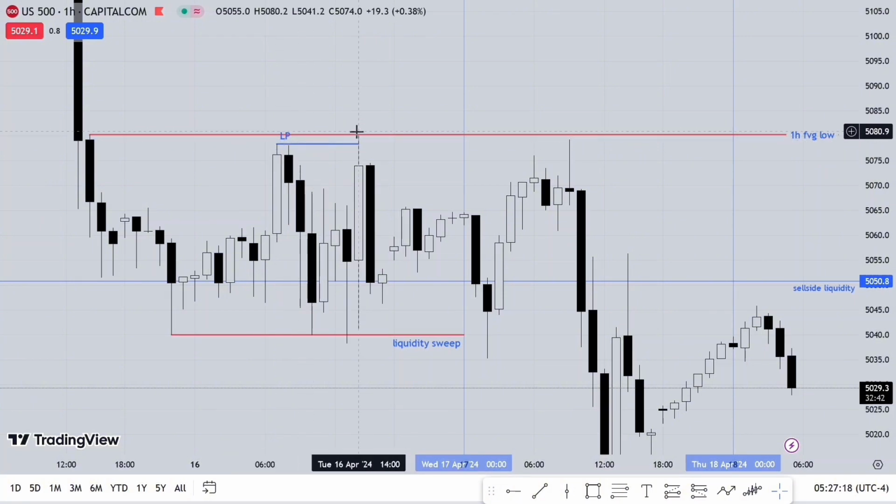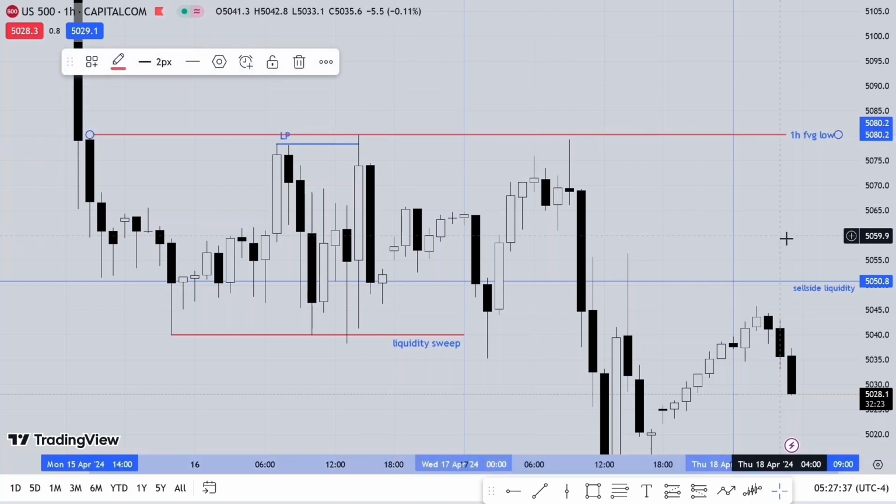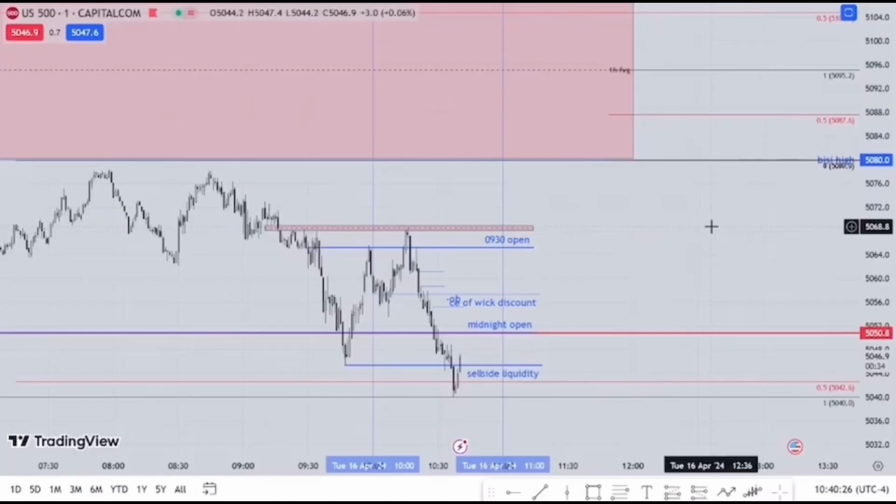Price purged buy side liquidity here, and when it does this, we do not expect price to trade back into this 1 hour high here, that purged liquidity, which corresponds with the low of the 1 hour fair value gap. As you can see, the high here is 5080.2, and the low of this fair value gap is 5080.2.